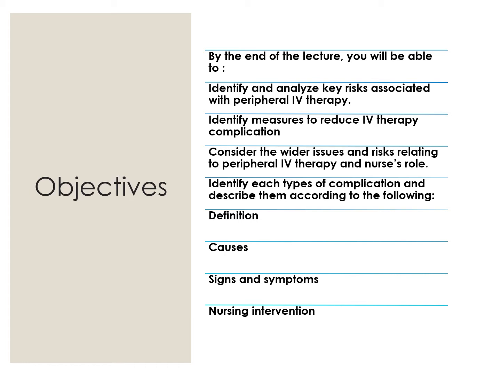Today I'm going to present IV therapy complications and their management. The objectives for this lecture: you will be able to identify and analyze key risks associated with peripheral IV therapy, identify measures to reduce IV therapy complications, consider the wider issues and risks relating to peripheral IV therapy and the nurse's role. Also, you have to identify each type of complication and describe them according to the following: definition, causes, signs and symptoms, and nursing intervention.